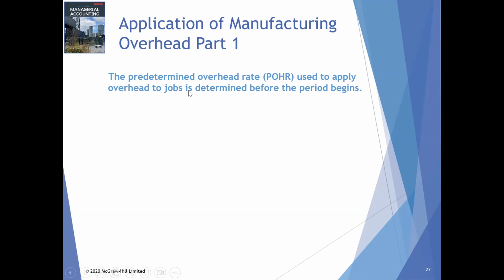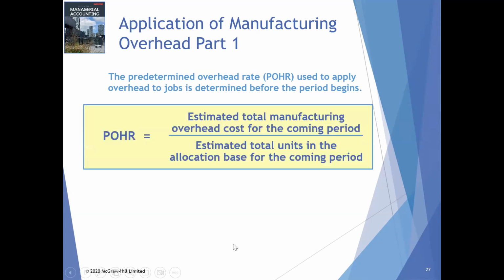The predetermined overhead rate, POHR. PO means predetermined, OH means overhead, R for rate. It is used to apply overhead to a job and is determined before the period begins. For example, on the 1st of January, we are going to calculate the overhead rate first. So the predetermined overhead rate, at the beginning of the period, we should have it, right? So now how and what is this?